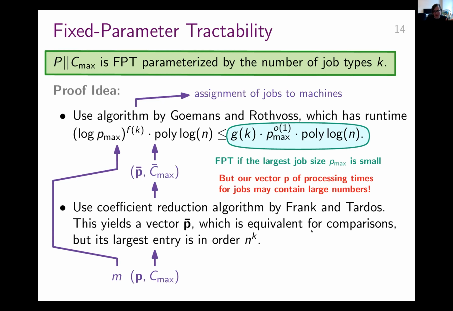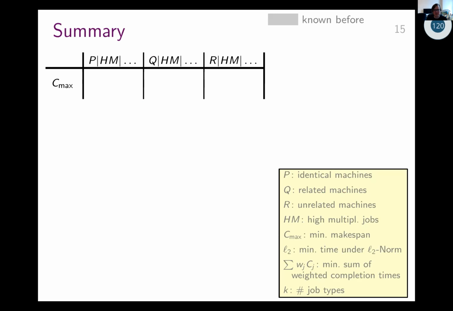So basically, it's enough to use Frank-Dardoš to reduce the processing times, but you need the assumption that there's not that many jobs. Okay, so what's the summary of our results?